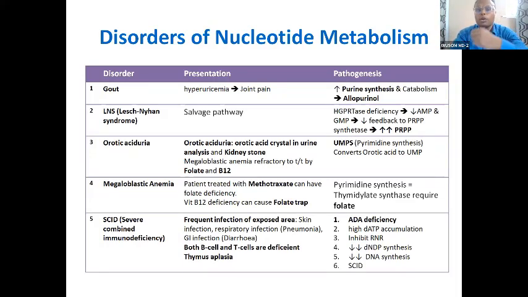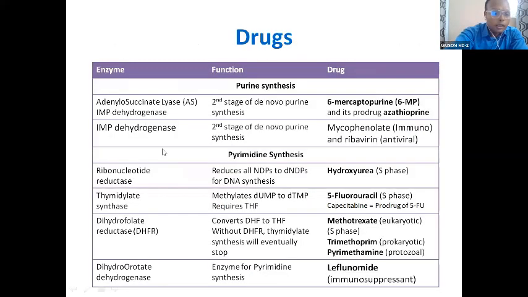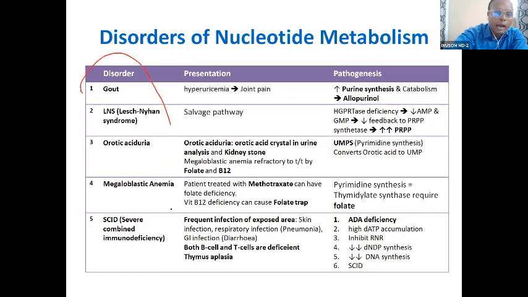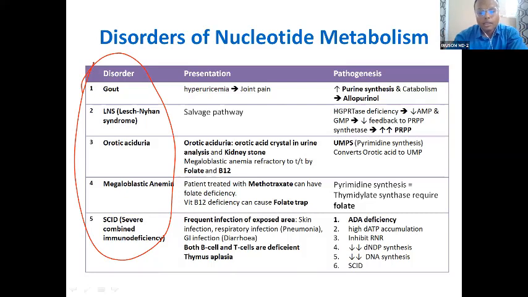Now, disorders of nucleotide metabolism. I have done it many times. There are 5 disorders you must remember. They are disorders of nucleotide metabolism. But first, you have to recognize that these are disorders of nucleotide metabolism. Sometimes you don't recognize them as such. They have completely different pictures, and they all are different from each other.